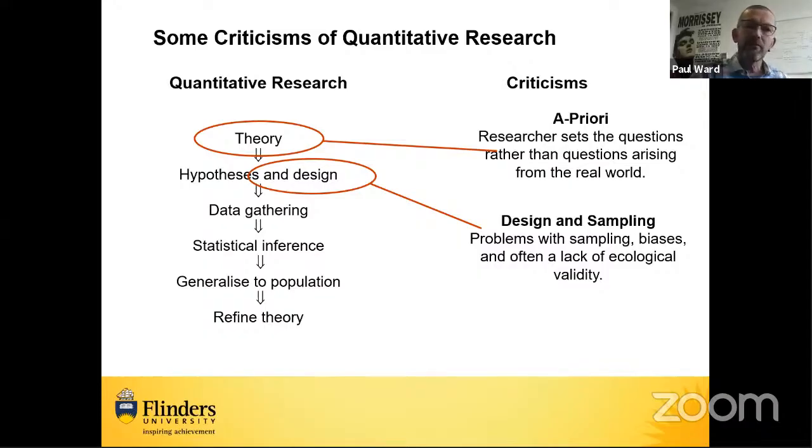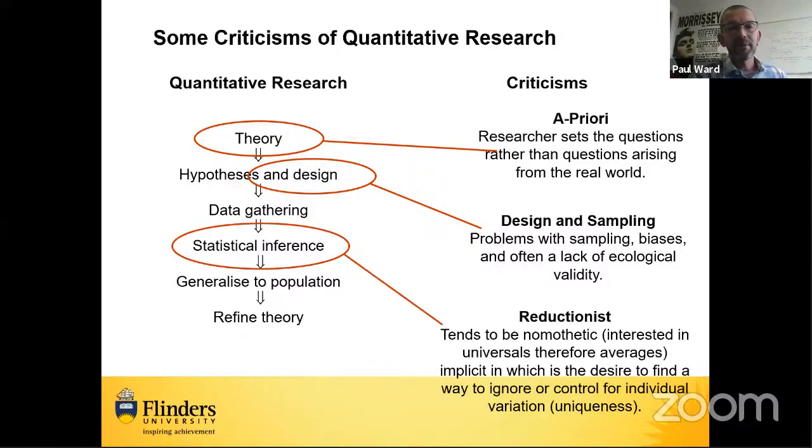In the research design often used in quantitative research, there are often problems around sampling because we need to have a representative, generalizable sample. There are often biases in that sample. And because we only have a small sample, but we're trying to make reference to the large population, they often suffer from what's called ecological validity.